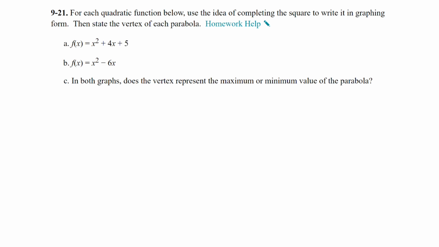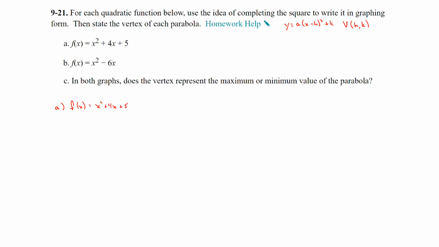Question 21. For each quadratic function below, use the idea of completing the square to write it in graphing form. Then state the vertex of each parabola. So as a reminder, graphing form is y equals a times x minus h squared plus k. And when it's in this form, the vertex is h comma k. Okay, so that's what we want to do. So on part A, we have f of x equals x squared plus 4x plus 5.